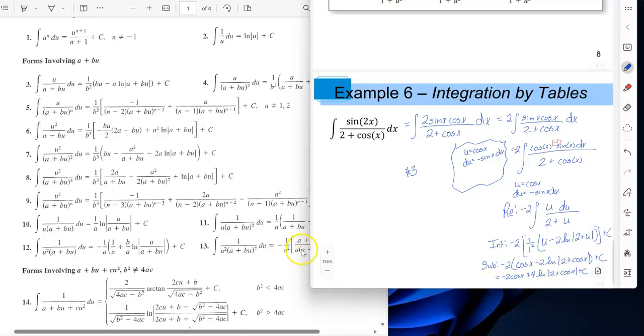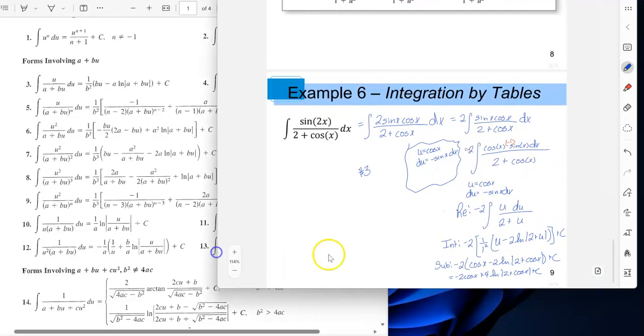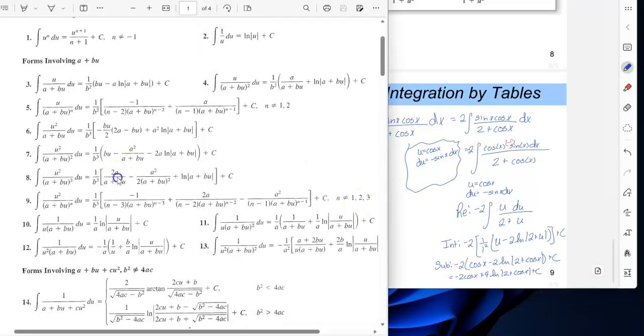We're going to plug in our a and b. And then we're just going to simplify. So that's how we can use the tables to help us integrate. Now, we could also use technology.